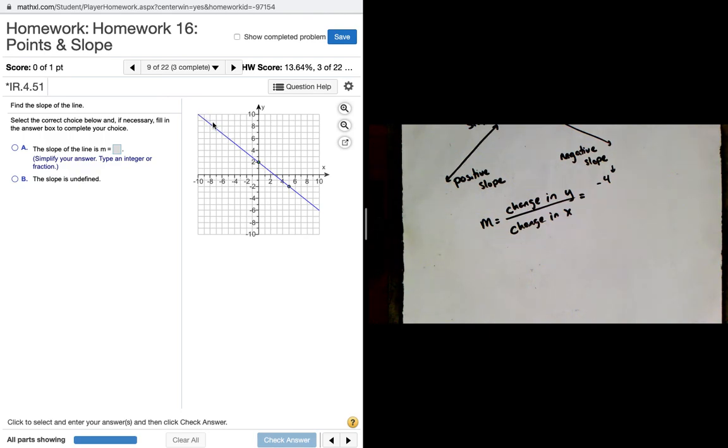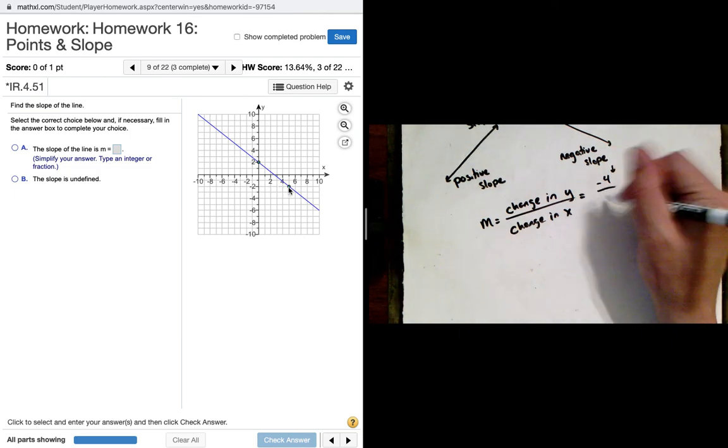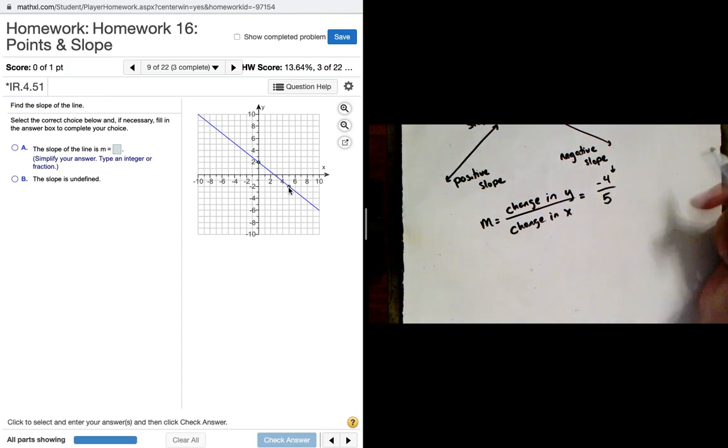Just noticing the fact that this line is going down as we read from left to right should tell us that our answer is negative. So again, we went down 4 units, and now we have to go to the right 1, 2, 3, 4, 5 units. So the change in x is a positive 5. So this tells us that our slope is negative 4 over 5.